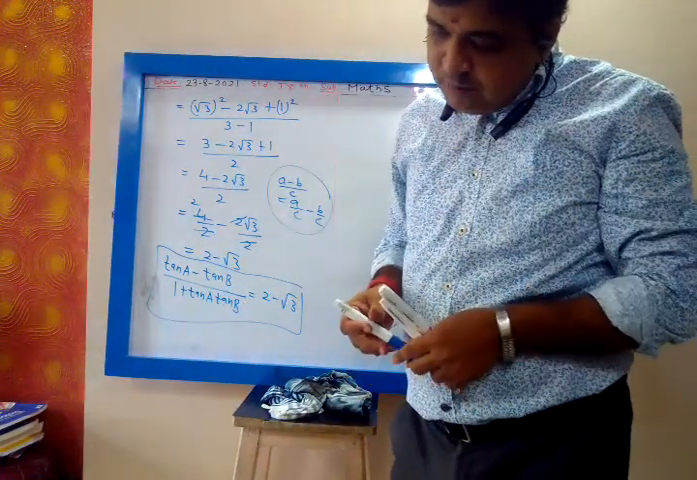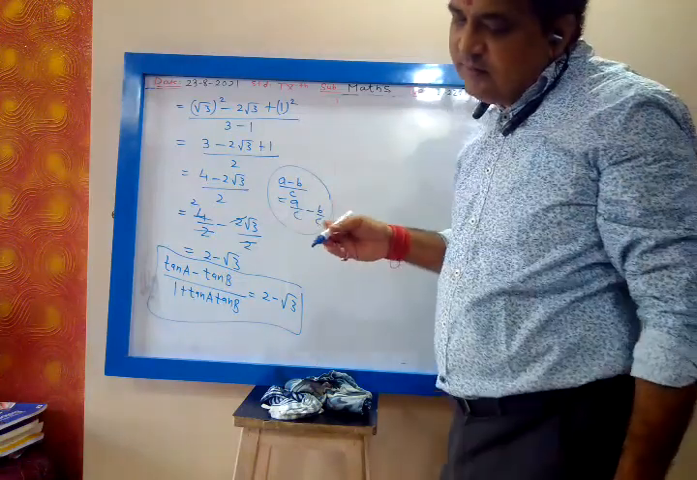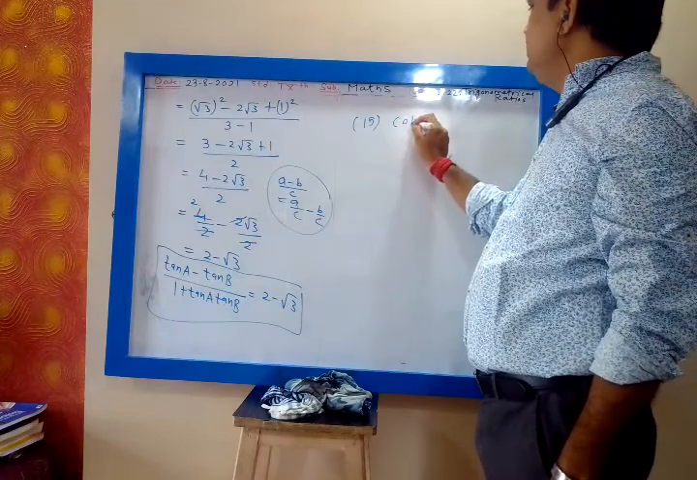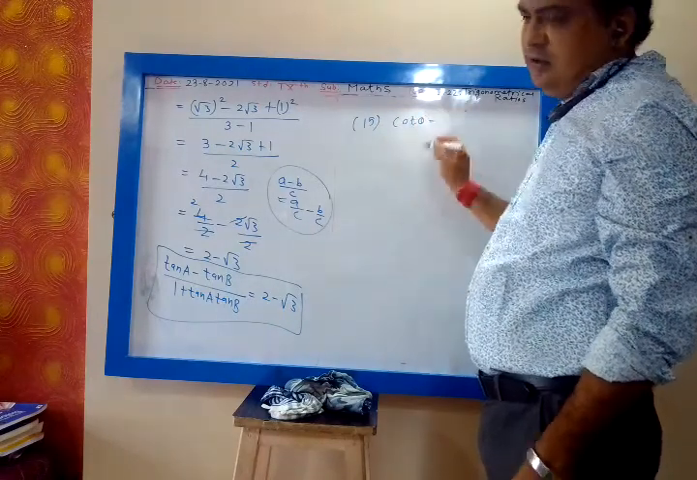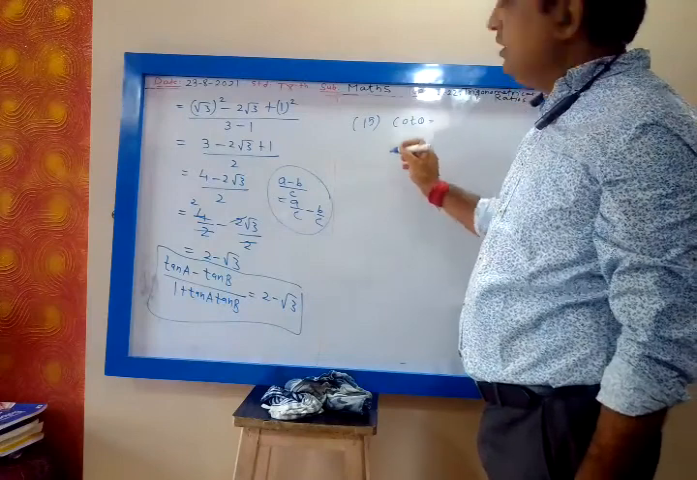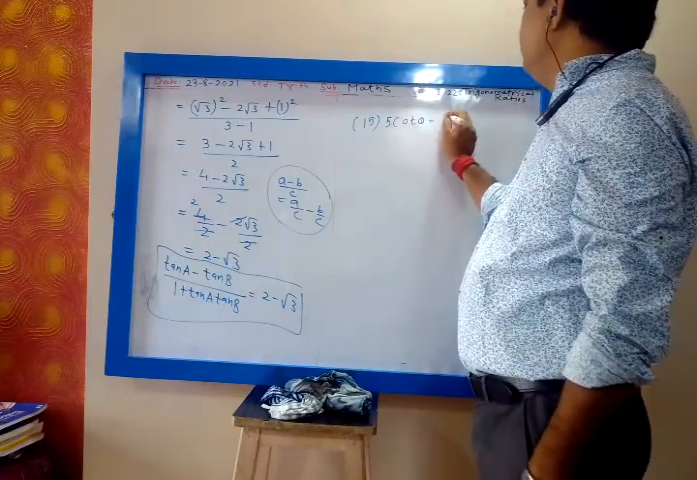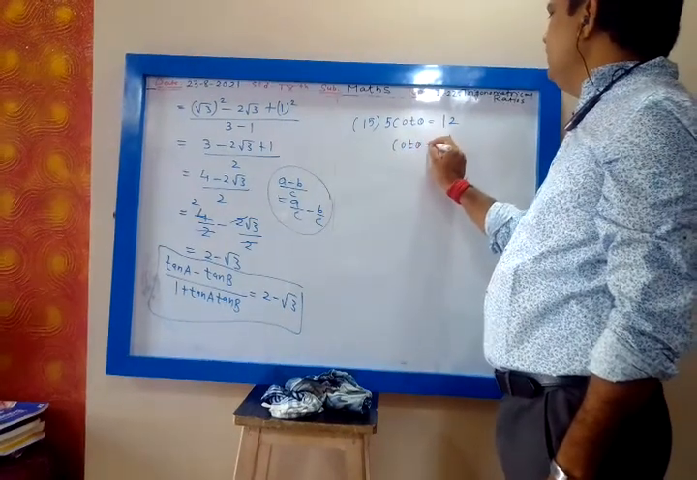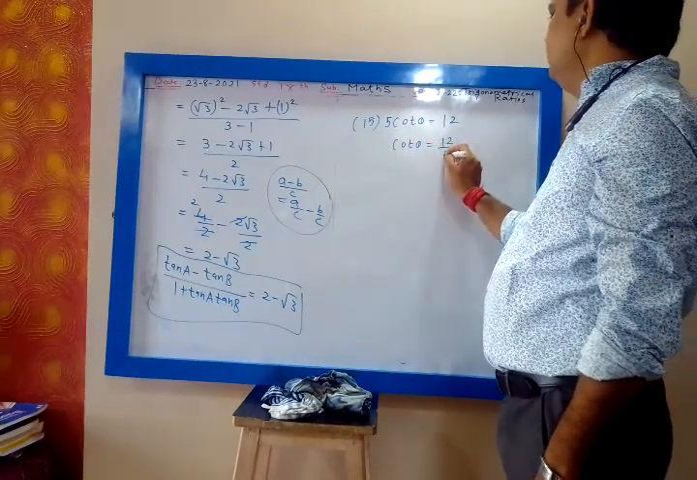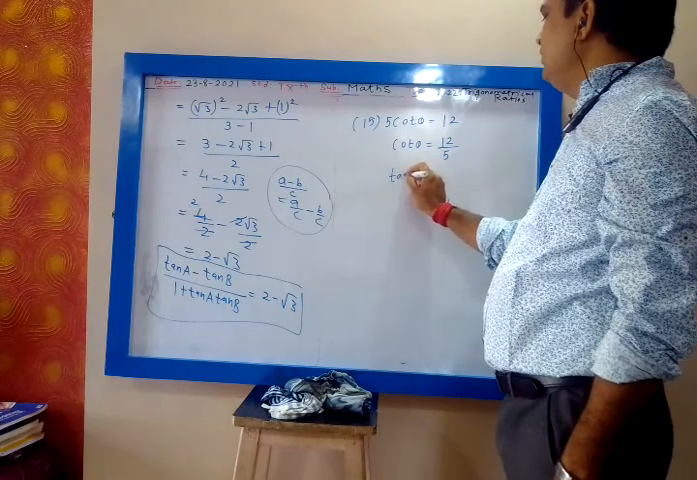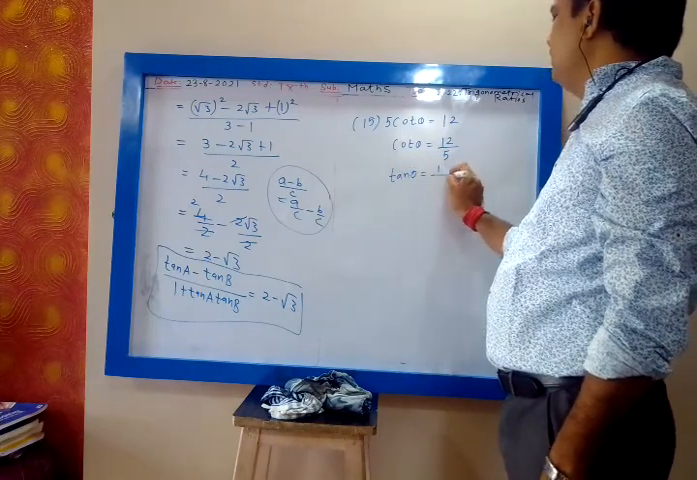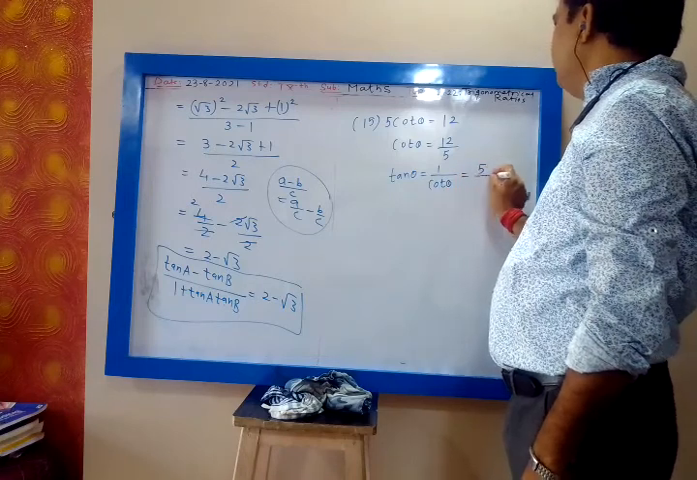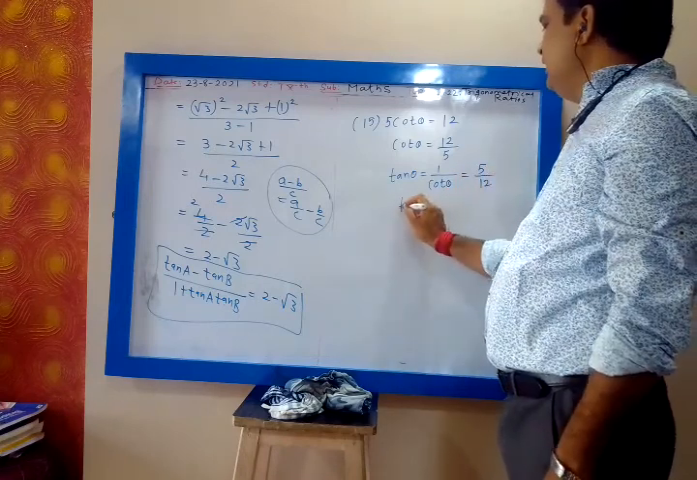Okay. Now 15th, I am going to give as homework. If 5 cot theta is equal to 12, so cot theta is 12 by 5. Now you can easily find tan theta. What is tan theta? The reciprocal of cot theta. So that will be 5 by 12. So tan theta is 5 by 12.